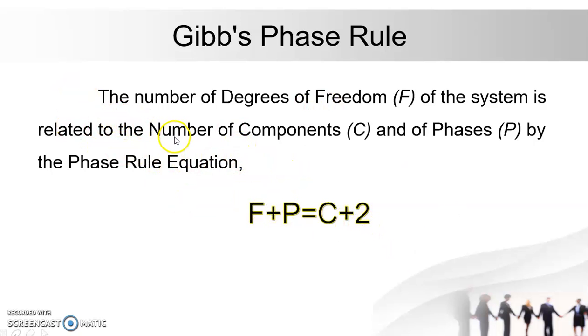When two or more different phases exist in equilibrium with each other, then it is called as polyphase or heterogeneous system. Such systems can be conveniently studied with the help of a generalization known as phase rule, which was enunciated by Willard Gibbs in 1876 on the basis of certain thermodynamic principles, which was further developed by Roseboom in 1884. And with the help of this phase rule, the number of degrees of freedom of the system is related to the number of components and of phases by this equation.